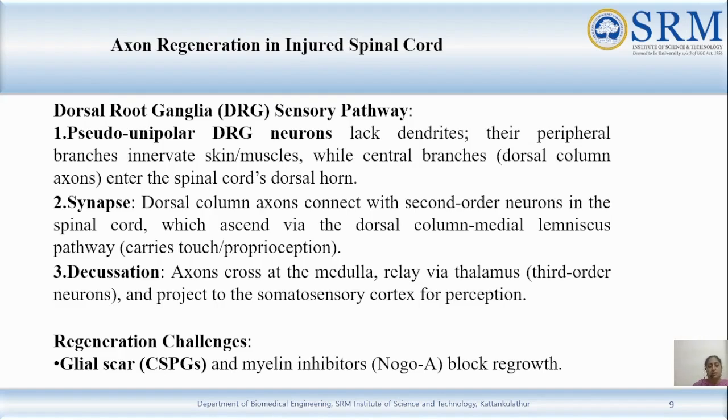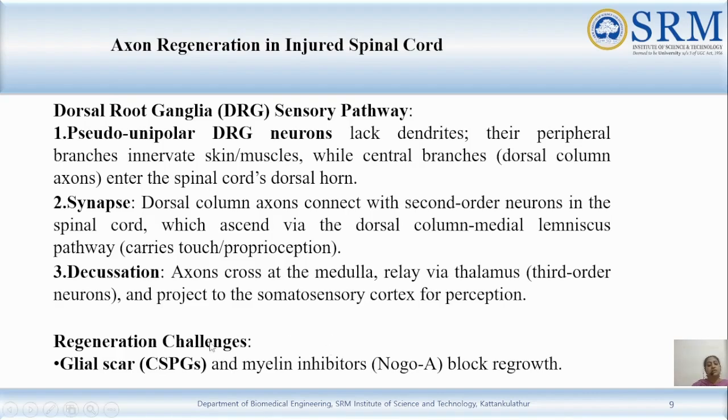cord's dorsal horn. Synapse is where the dorsal column axons connect with the second order neurons in the spinal cord, which ascend via the dorsal column medial lemniscus pathway, and this carries touch or proprioception. And then decussation is when the axons cross at the medulla and relay the information via the thalamus, which has third order neurons, and project the information to the somatosensory cortex for perception. This is the general sensory pathway that is found in the spinal cord.